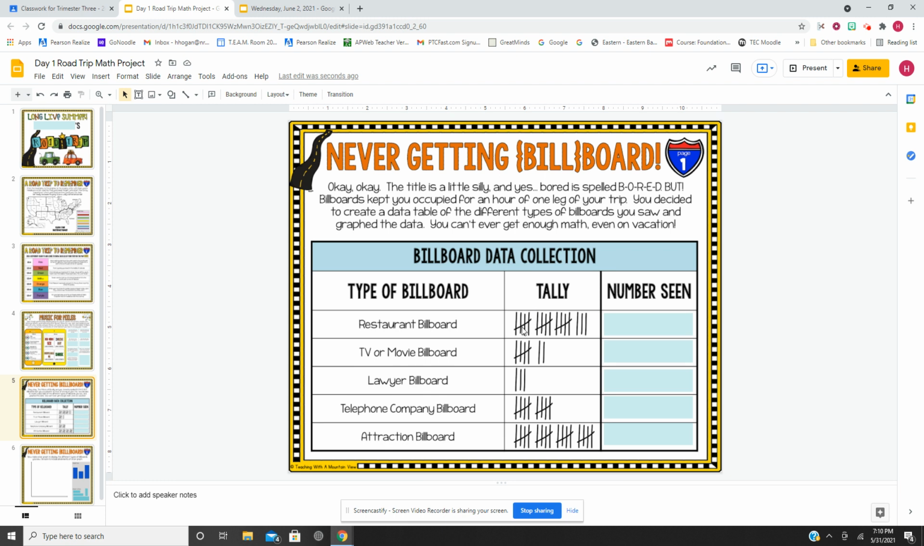And we know that tallies, we have 4 lines and then one across makes 5. So 5, 10, 15, 16, 17, 18. So it'll be 18. So you're going to count your tallies. That shouldn't take too long.